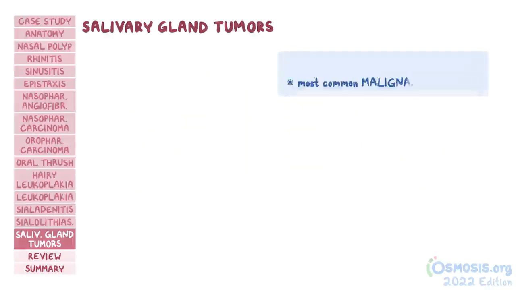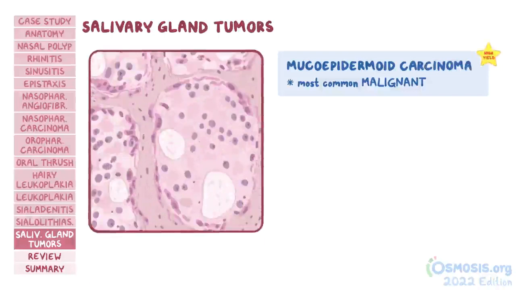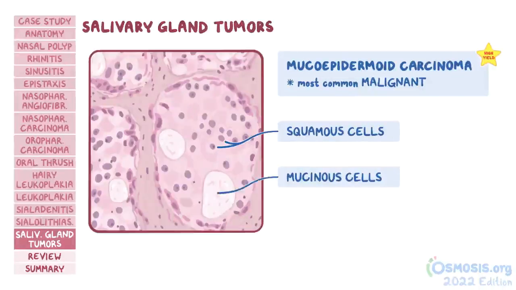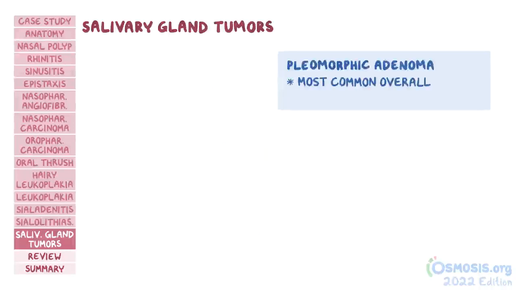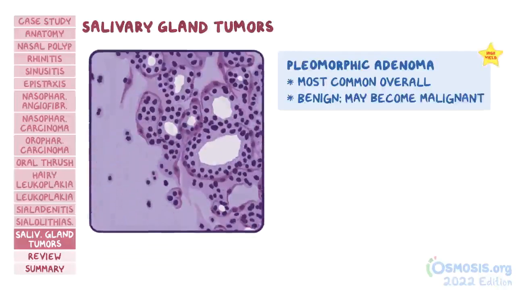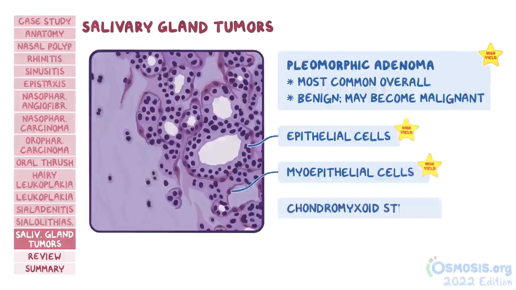Now, the most common malignant salivary gland tumor is mucoepidermoid carcinoma. What's important to know is that in histology, mucoepidermoid carcinoma is composed of both squamous cells and mucinous or mucus-secreting cells. On the other hand, the most common salivary gland tumor overall is pleomorphic adenoma, which is a benign tumor that may sometimes become malignant. In histology, pleomorphic adenoma is very variable, but most cases are composed of epithelial and myoepithelial cells mixed with a chondromyxoid stroma, meaning a connective tissue that's made up of cartilage and mucus.